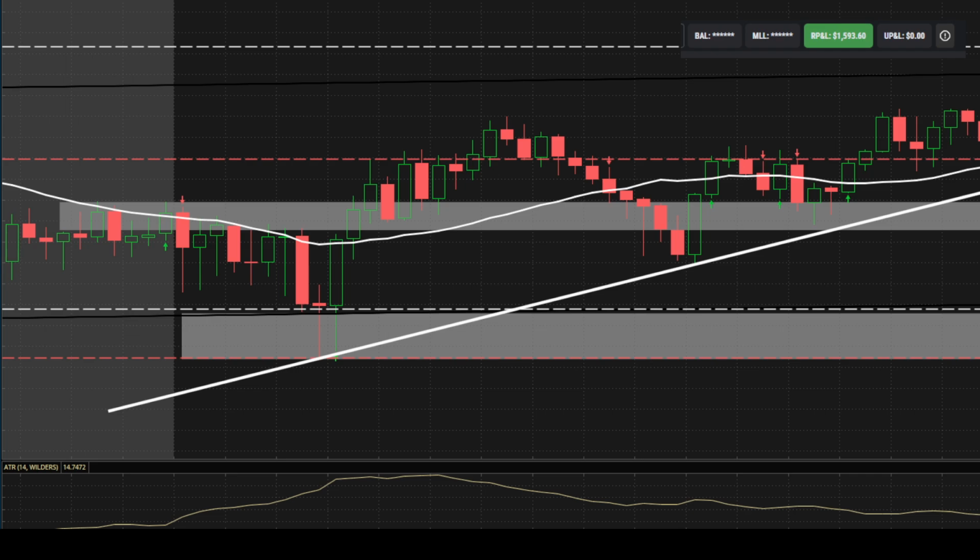But what I waited for was the next setup as well. That next setup was a 20 play, and I want to get in on this candle right here. And we're doing the same thing. The same rules are going to apply.